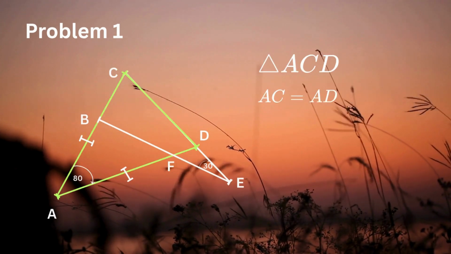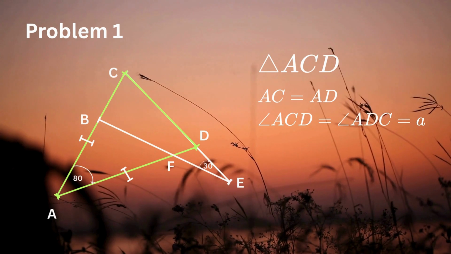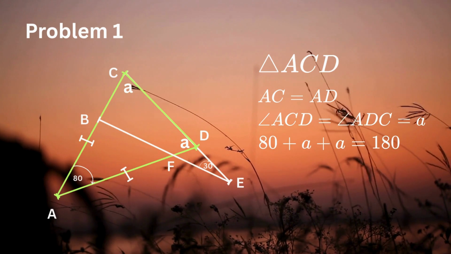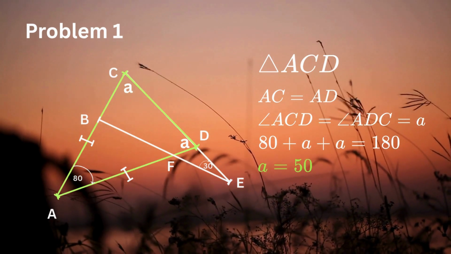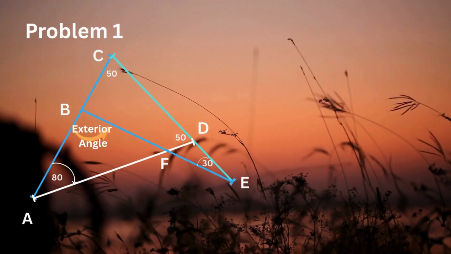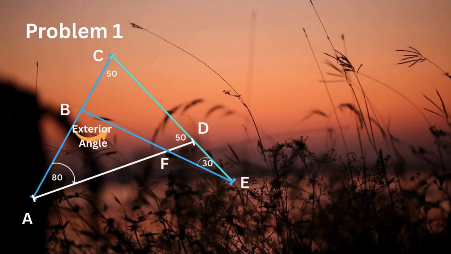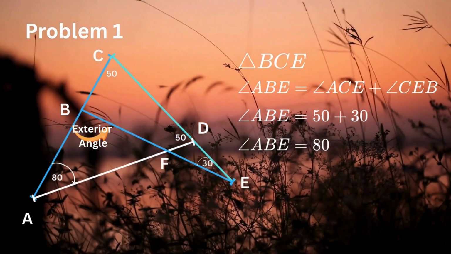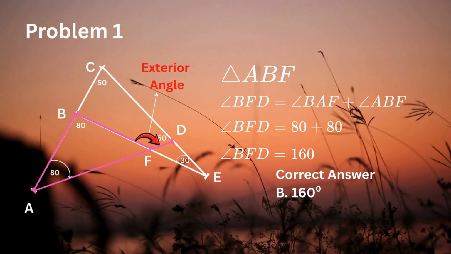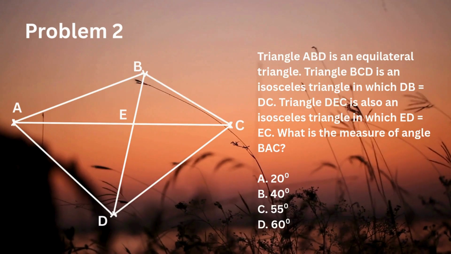We've got an isosceles triangle, so the two angles opposite the equal sides are the same. We already know the third angle, so finding the other two is just a quick subtraction away. Now let's take triangle BCE. Angle ABE is the exterior angle, so it is 80 degrees. When triangle ABF is concerned, the exterior angle BFD can be calculated. Let's move on to the next problem.